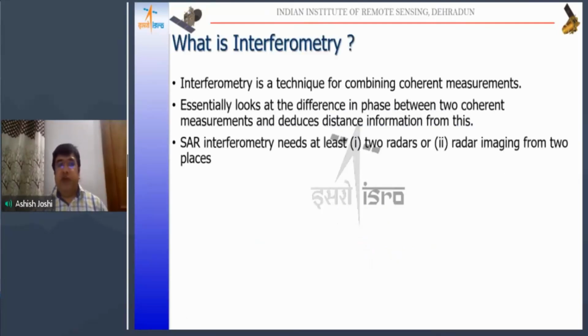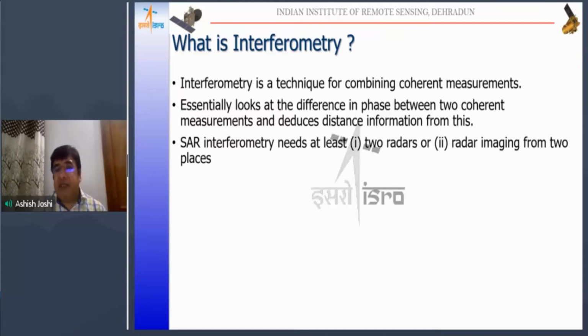So before going to SAR interferometry, we will discuss what interferometry is. Interferometry is a technique for combining coherent measurements. As we know, SAR is a coherent device. So that feature of SAR we will use for the SAR interferometry concepts. Essentially, it looks at the difference in the phase between two different coherent measurements and deduces the distance information from this. So in interferometry, basically we talk about the phase.